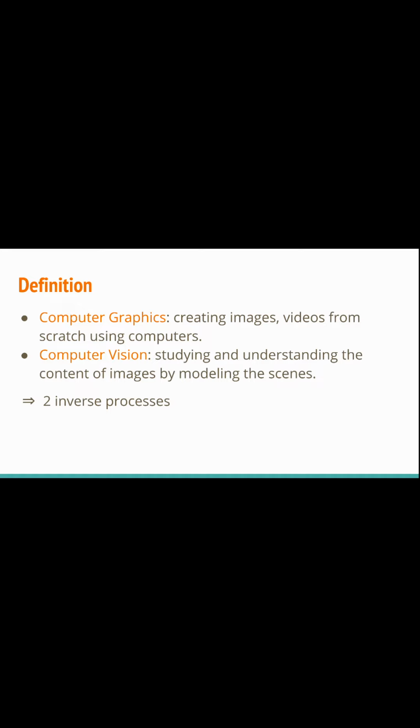In other words, for computer graphics, you have some model, like maybe a ball, and you're trying to draw the ball in an image. You're trying to represent the model as an image. And for computer vision, you are trying to make a model from an image. So they're inverse. One is having a model making an image. The other is having an image making a model.